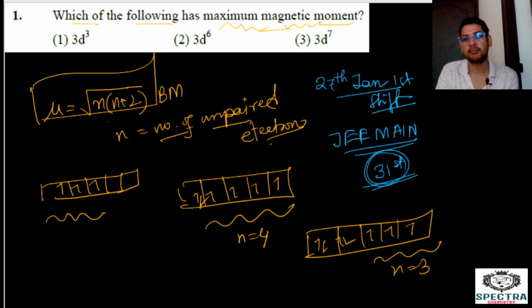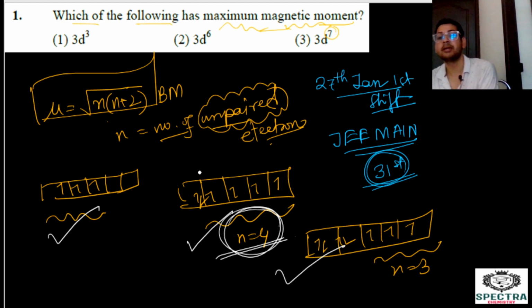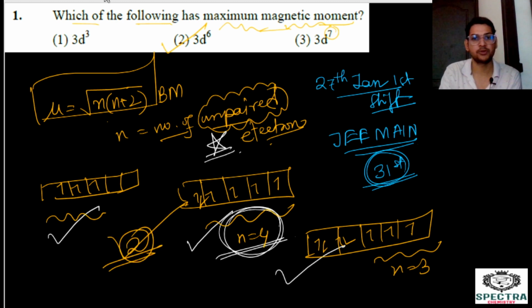Please listen carefully. Maximum magnetic moment doesn't mean that you should have more number of electrons. No, you should have more number of unpaired electrons. So put the electrons in the orbitals and see where you are getting the most number of unpaired electrons, and you got it in 2. So 2 will be your correct answer. This is a very easy question. Okay, now let's jump to the next question.